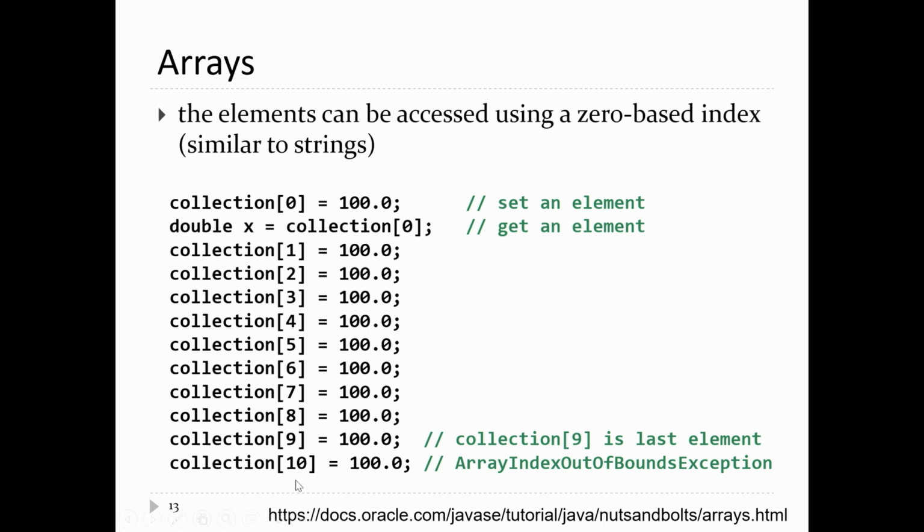As soon as you use an index that's less than 0, or in this case greater than 9, you get an exception. So collection[10] = 100 throws an exception in Java. You get what's called an array index out of bounds exception, and your program stops running. In other words, it's an error to try to access an array element that doesn't exist. And the error in Java is what's called an exception.